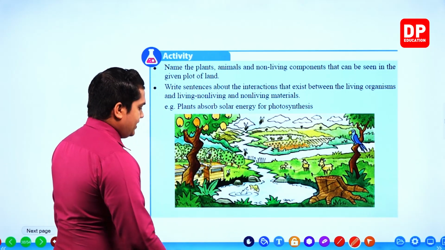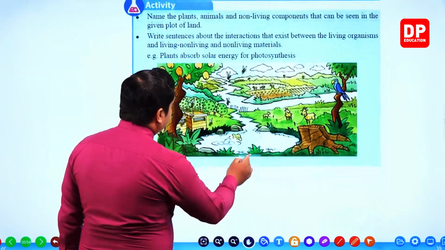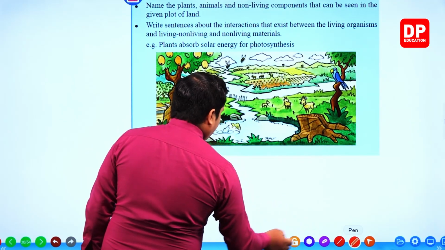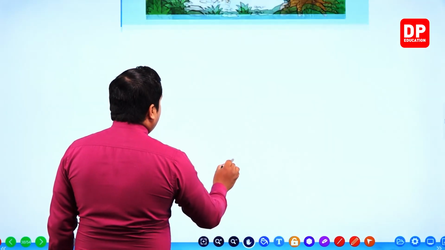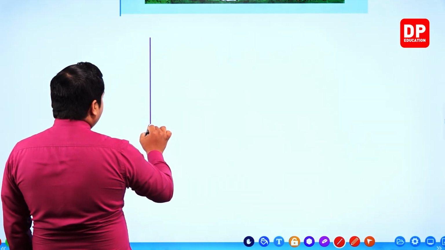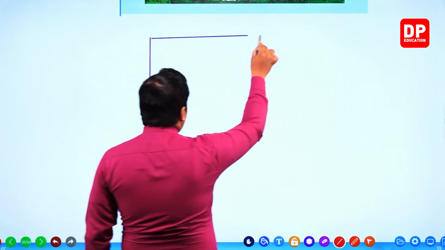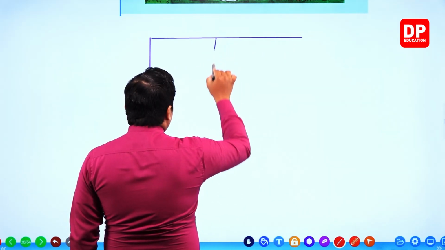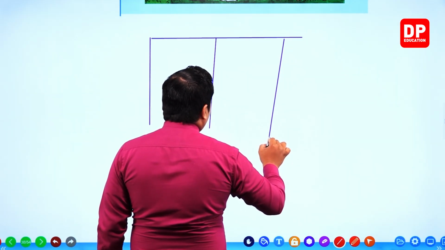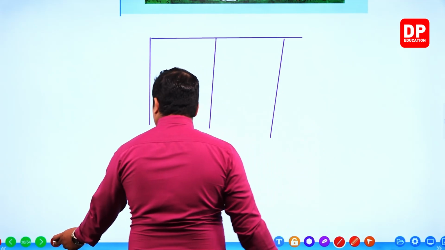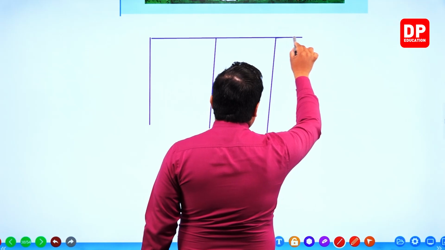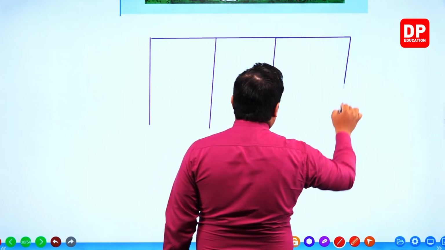Right, so I'll write down 3 then. Take the slide somewhat up. Let's make a table. Plants, animals, right? Then the non-living components.